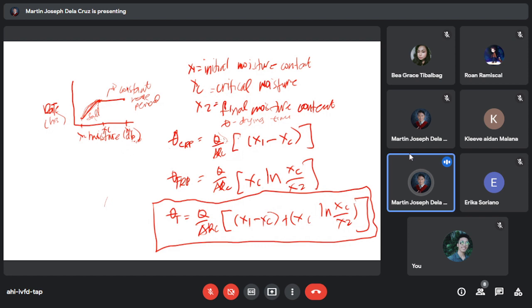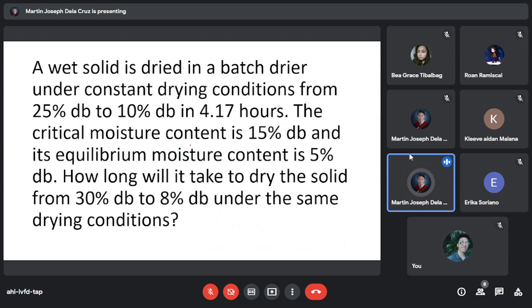And you take note, class, that when there is an equilibrium constant given, we just minus it from each moisture content to get the final moisture content on dry basis. To understand more, let's have an example. A wet solid is dried in a batch dryer under constant drying conditions from 25% dry basis to 10% dry basis in 4.17 hours. The critical moisture content is 15% dry basis and its equilibrium moisture content is 5%.